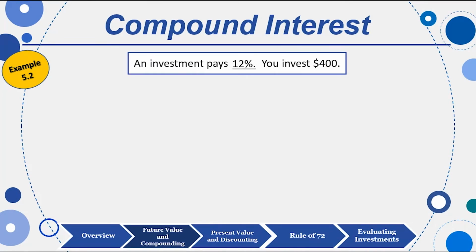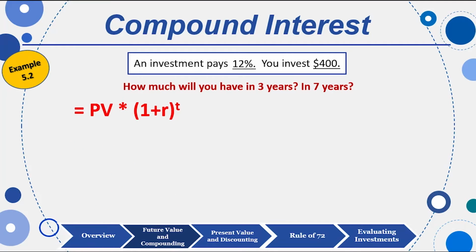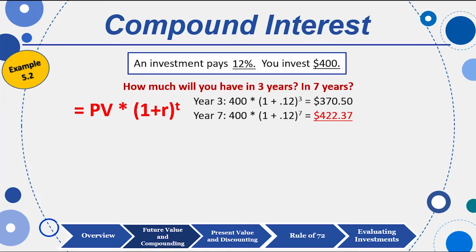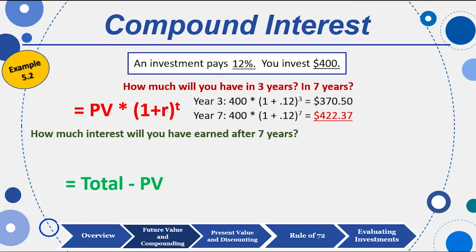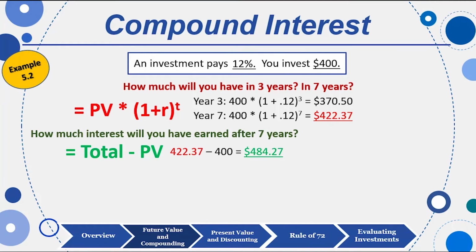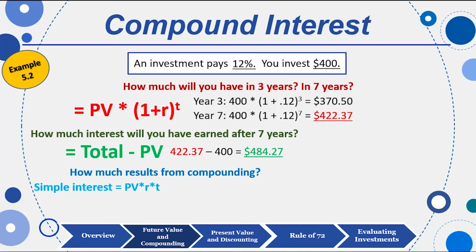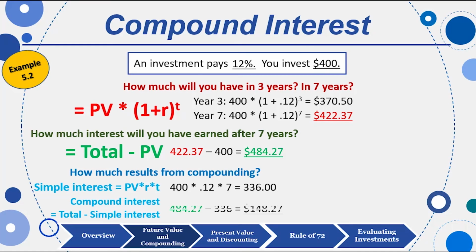Here's another example. Investment pays 12%. You invest $400 today. How much will you have in 3 years? How much will you have in 7 years? Again, one formula, FV equals PV times 1 plus R to the T. 400 times 1.12 to the 3rd power is 370.50. And 400 times 1.12 to the 7th power is 422.37. How much interest will you have after 7 years? And how much results from compounding? Simple interest is 336, and the balance from compounding is 148.27.